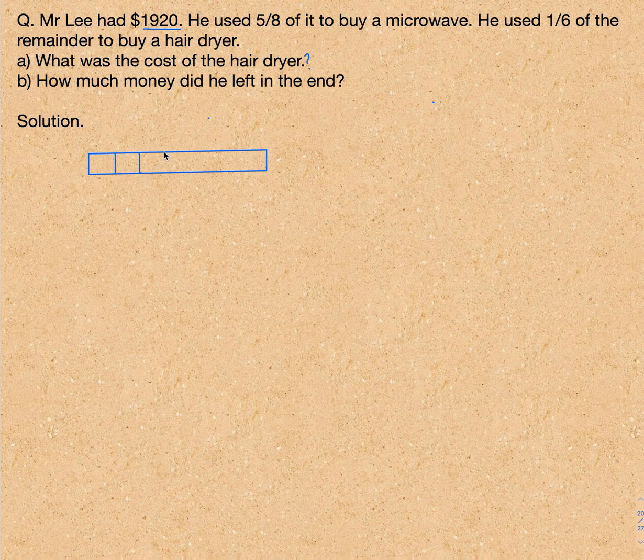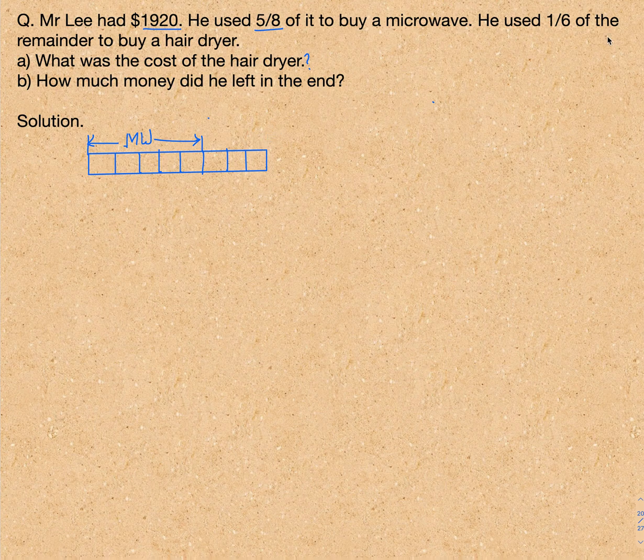So 1 2 3 4 5 6 and 7. Yeah, I know they don't look equal, but let's assume they are equal. Now see, out of these 8 units, he spent 5/8 of it to buy a microwave. So let's count here. How many are 5? 1 2 3 4 5. That means from here to here he spent on the microwave. Out of 8 units, 5 units he spent on the microwave. So what is the remaining amount? The remaining is 3 units.